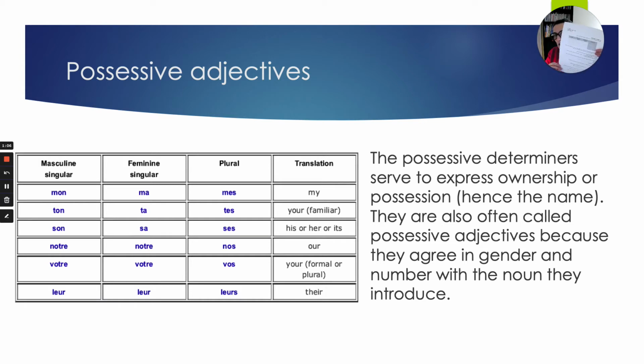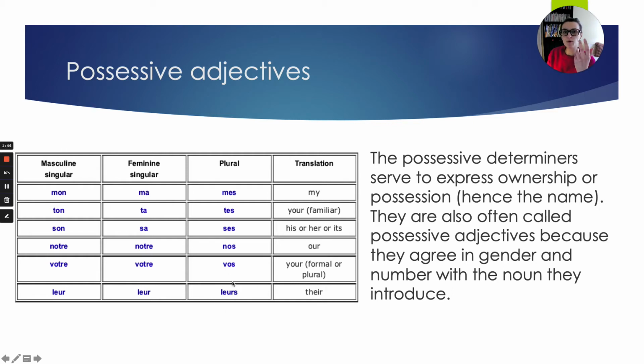As you can see on your worksheet, you have this table that you can fill out. If you don't have the worksheet, I suggest you take it down in your notes anyway. Pause the video and take some time to write this down. Okay, let's pronounce. Mon, ma, mes. Ton, ta, tes. Son, sa, ses. Notre, notre, nos, votre, votre, vos, leur, leur, leurs.